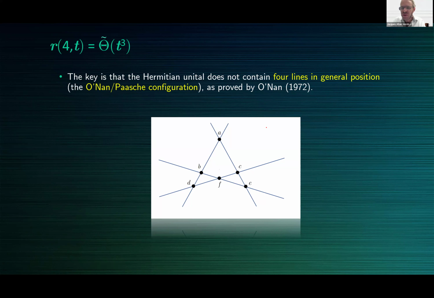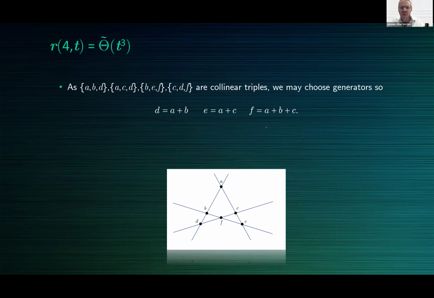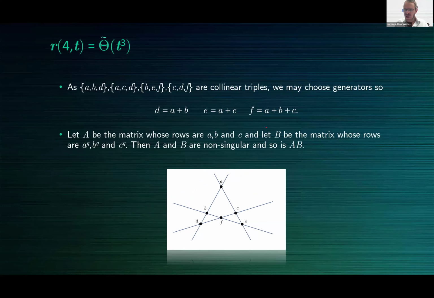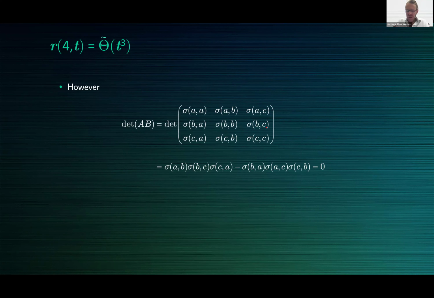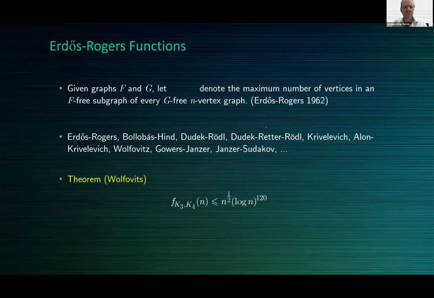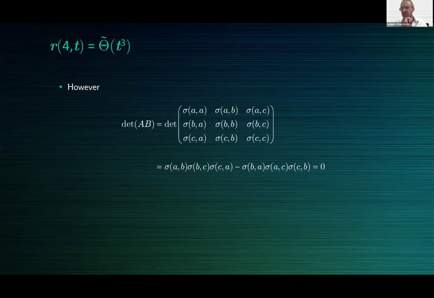You want a short proof, you want an easy proof, and this pushed us to find a short proof using linear algebra. So there's a very short proof using linear algebra. I'm not going to go through it. It's simply a determinant computation that shows that that configuration is absent from the Hermitian unital. And that's it. Okay, so that's the sketch for R4T.